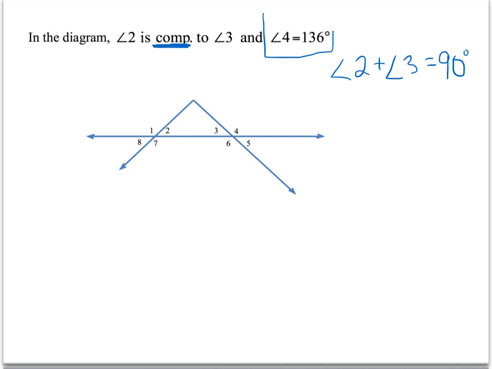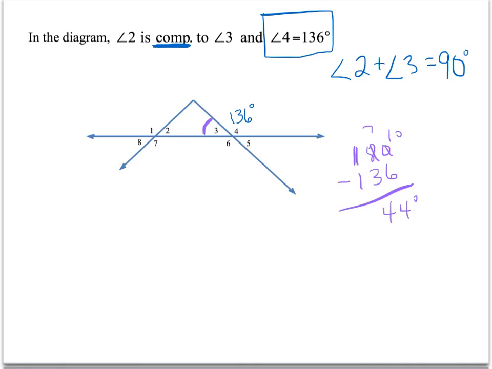The next piece of information that we need to be aware of is angle 4 being equal to 136 degrees. Like I said, being aware of supplements is critical to understanding how to solve this problem. So based on the fact that angle 4 is 136, we can find the measure of angle 3. How? By taking 180 and subtracting 136. And that's going to give us a 44-degree angle.